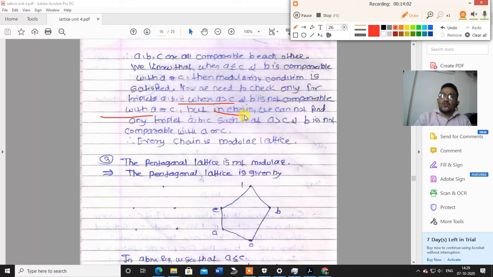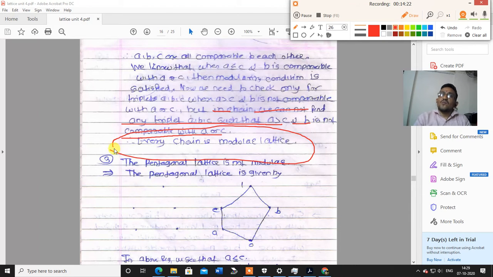Okay, but in a chain, परंतु chain मध्ये काय असतं, we cannot find such triples. Okay, but in a chain we cannot find any triples A, B, C such that A is greater than C and B is not comparable with A or C. Therefore, we can say that every chain is a modular lattice.